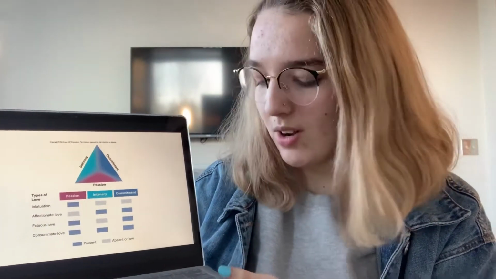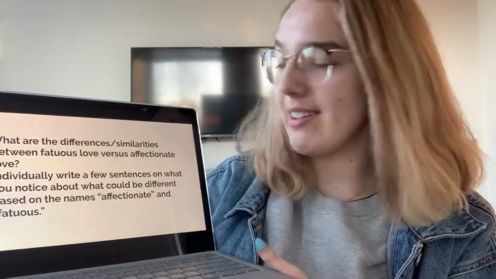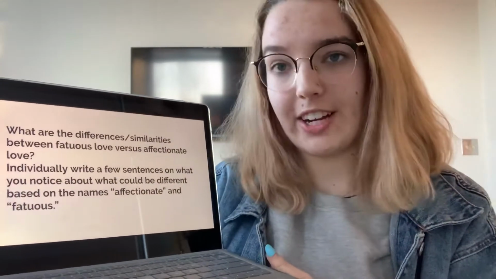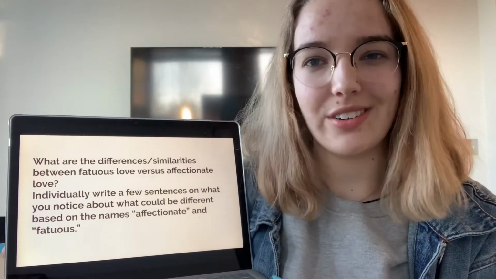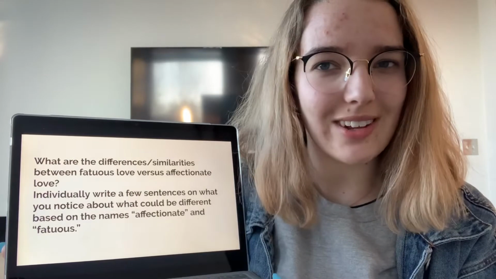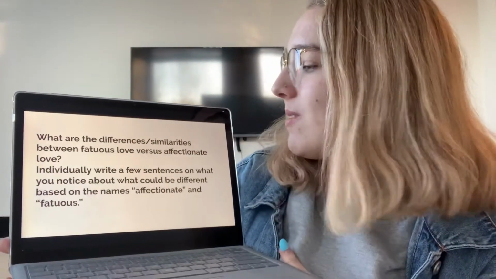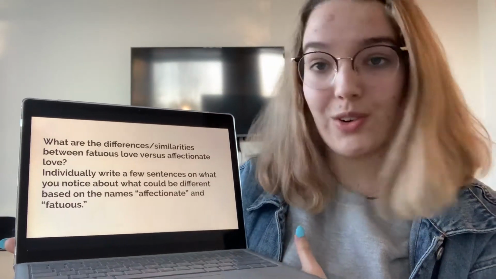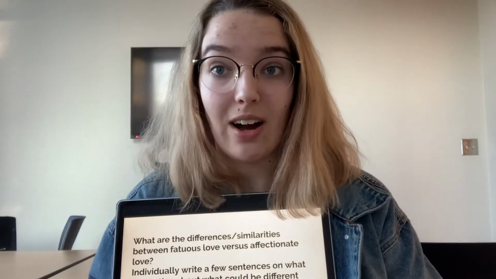So what I would want my students to do in this moment right now, I would ask, what are the differences and similarities between fatuous love versus affectionate love? And essentially I would want students to be seeing these words and thinking, what are differences that I can point out right away as I hear these words coming from the teacher? So this is what I would have them do. Individually write a few sentences on what you notice about what could be different based on the names, quote unquote, affectionate and fatuous.